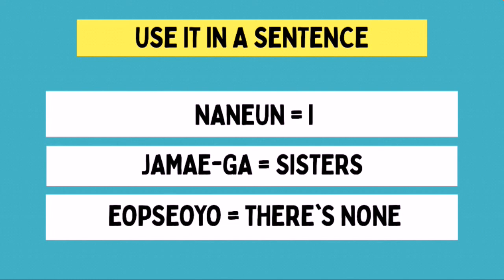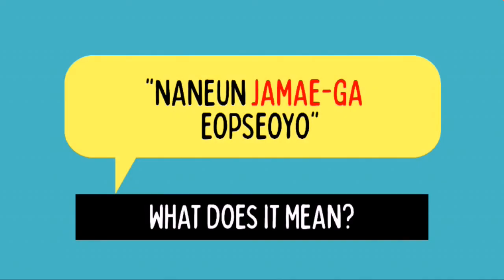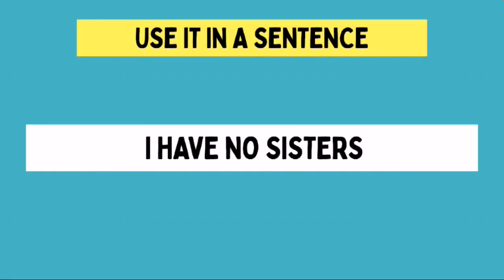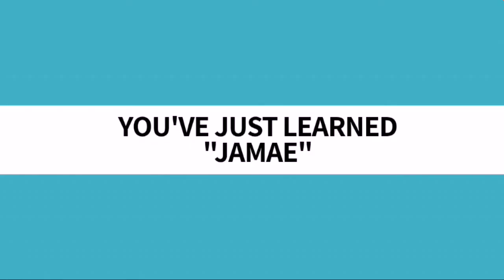So, if these three parts are combined, it would result to a sentence that means, I have no sisters. Again, it means, I have no sisters. Therefore, if you go back to the example sentence at the start of the video, we already know by now that the meaning of the sentence, 나는 자매가 없어요, is simply, I have no sisters. And with that, you've just learned jamae.